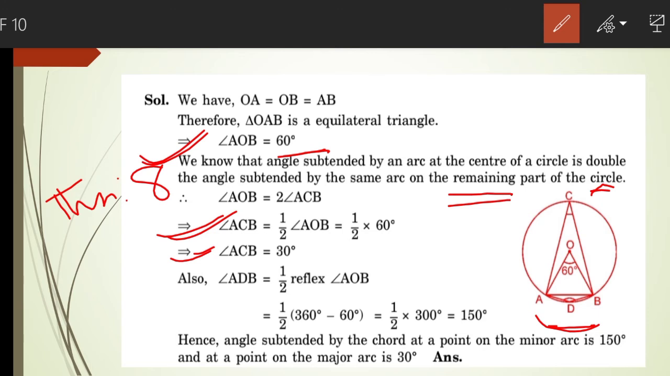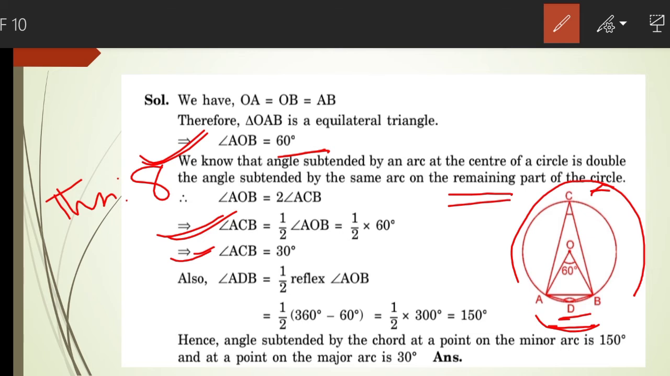Now we need to find ADB. If we consider the major arc, a point on the minor arc is D. Now we need to find the angle ADB. So angle ADB is half of reflex AOB.